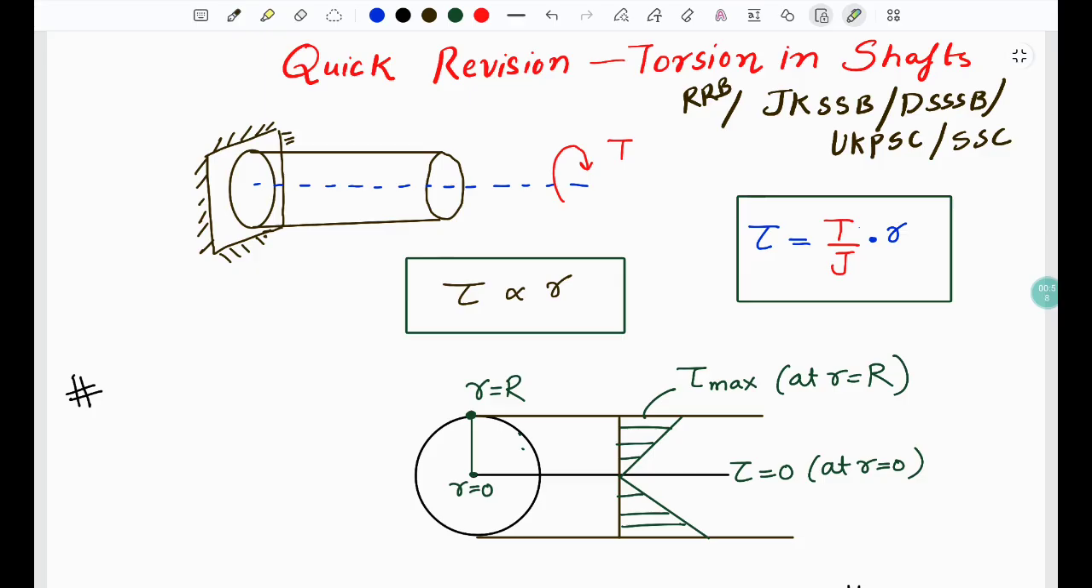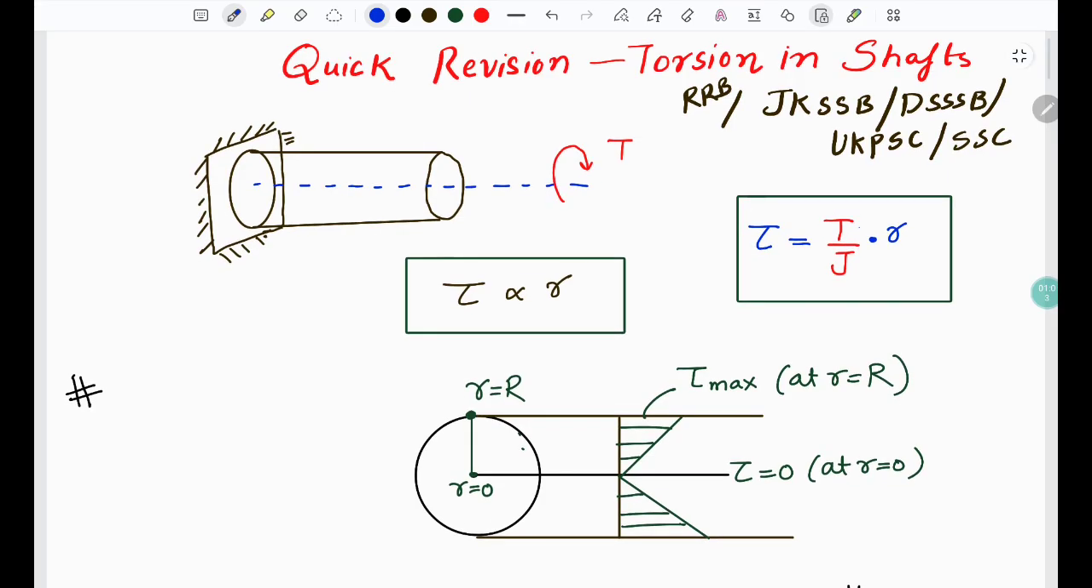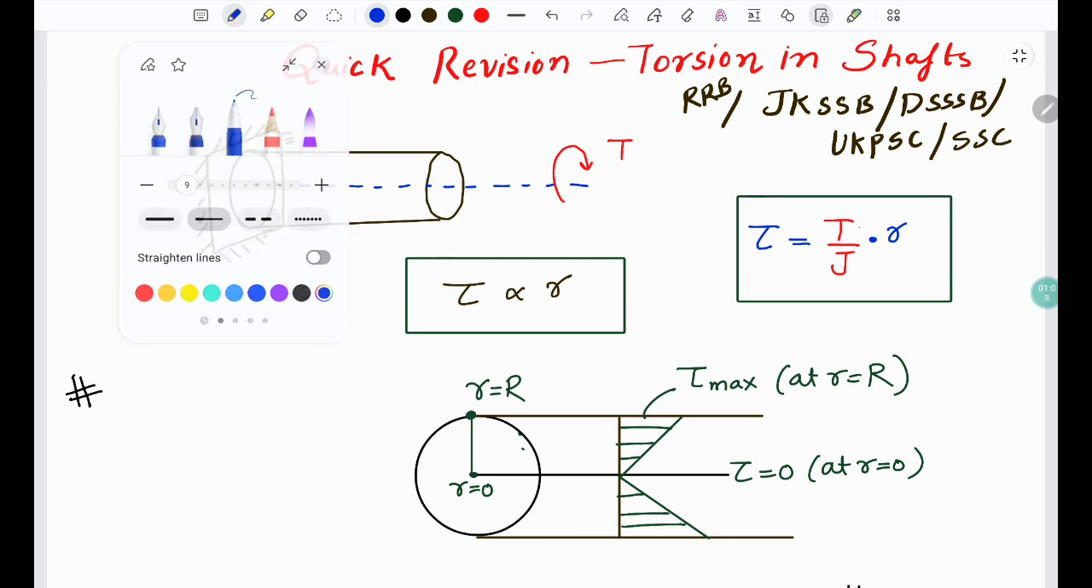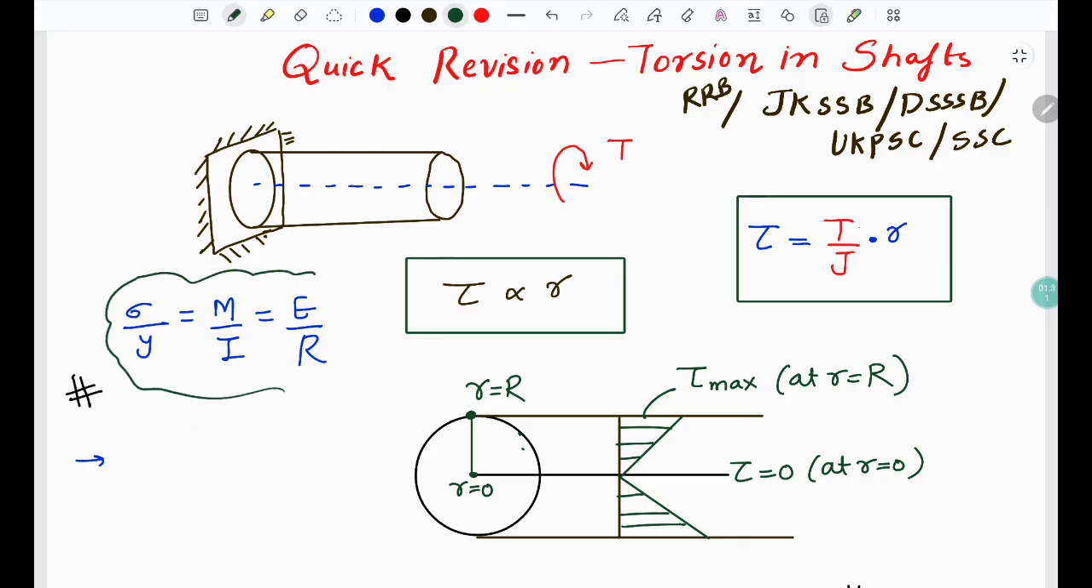So the formula of torque is synonymous to the formula we have in the bending moment chapter. That is, in the bending moment chapter, the equation of pure bending is given by sigma by y equals M by I equals E by R. Similarly, in the torsion chapter, we have an equation of torsion. This was our equation of bending or bending equation or equation of pure bending.